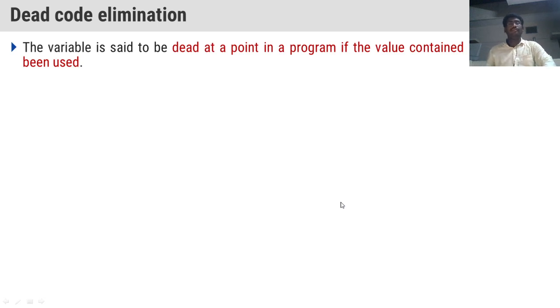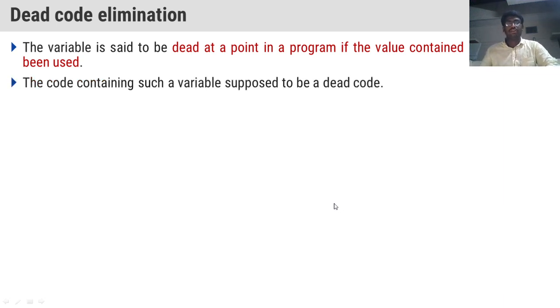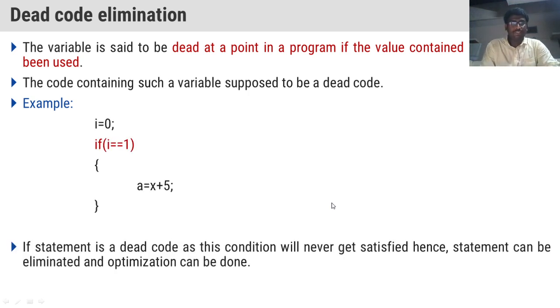Any dead variable, any useless variable, the variable which has never been used, that is called dead code. So the code containing such a variable is supposed to be dead code. Suppose my program has a dead variable, then it is called dead code. Okay, what example have we taken? I equal to 0, if I equal to 1, A equal to x plus 5. What happens here? The statement is dead code, and this condition will never get satisfied. Hence, the statement can be eliminated and the code optimized.